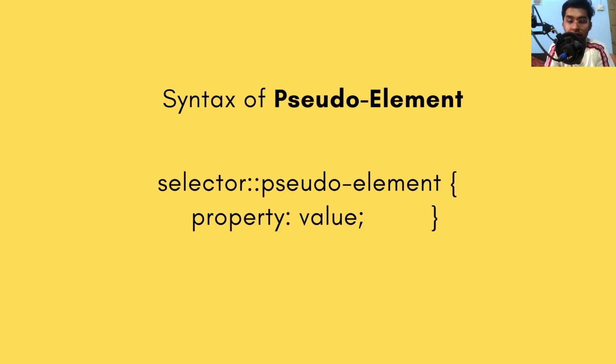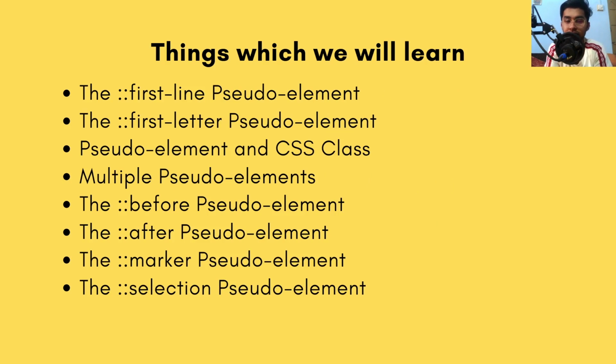So in this video we're gonna learn about the first line pseudo element, the first letter, how we can combine the pseudo element with the CSS class, how we can use multiple pseudo elements, and we are also gonna learn about the before, after, and marker selection pseudo elements. Alright, so let's just go to the editor and see how we can use it. So let's just go to the VS Code.